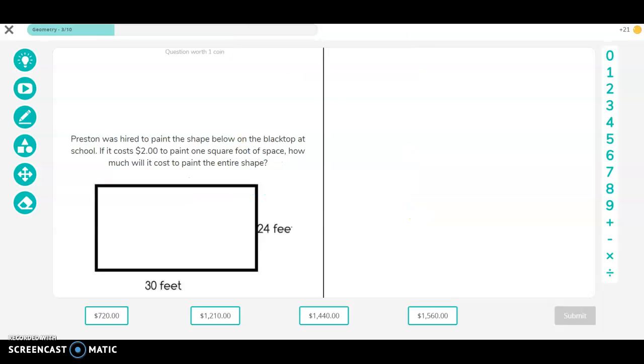Alright, Preston was hired to paint the shape below on the blacktop of the school. If it costs $2 to paint 1 square foot of space, how much will it cost the entire shape? So this is a two-step problem. Okay, step 1 is find area.